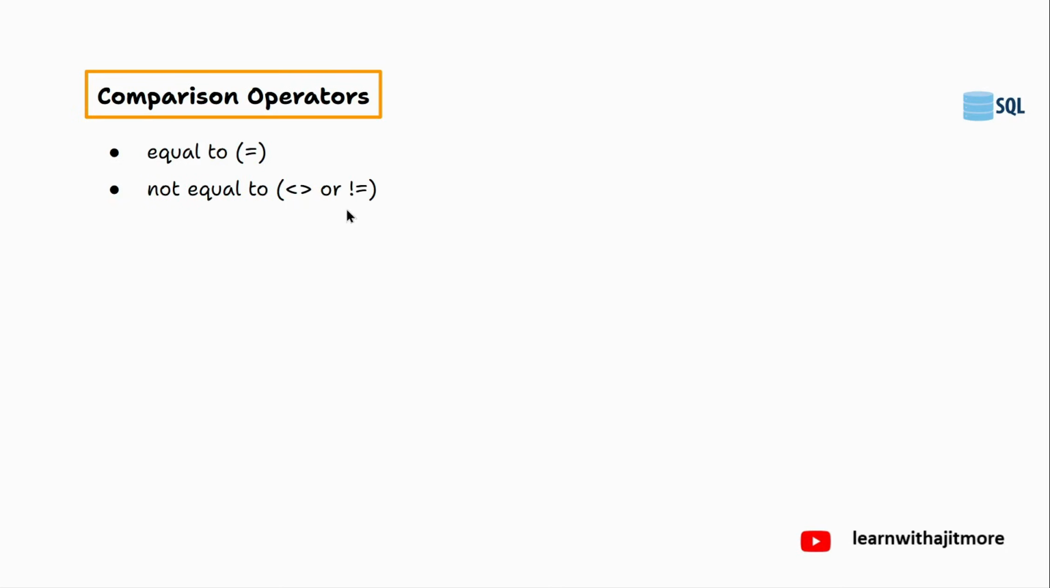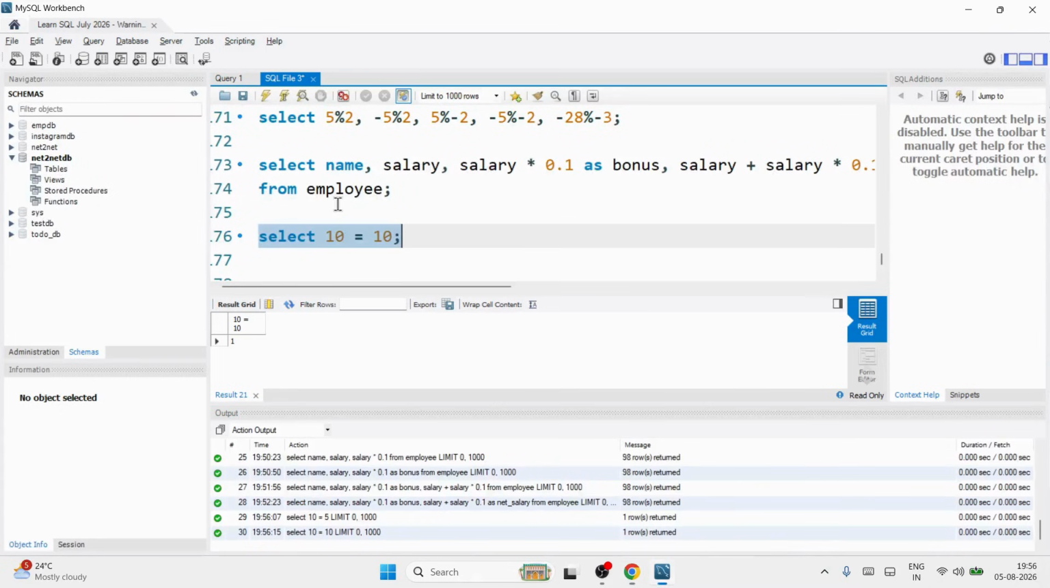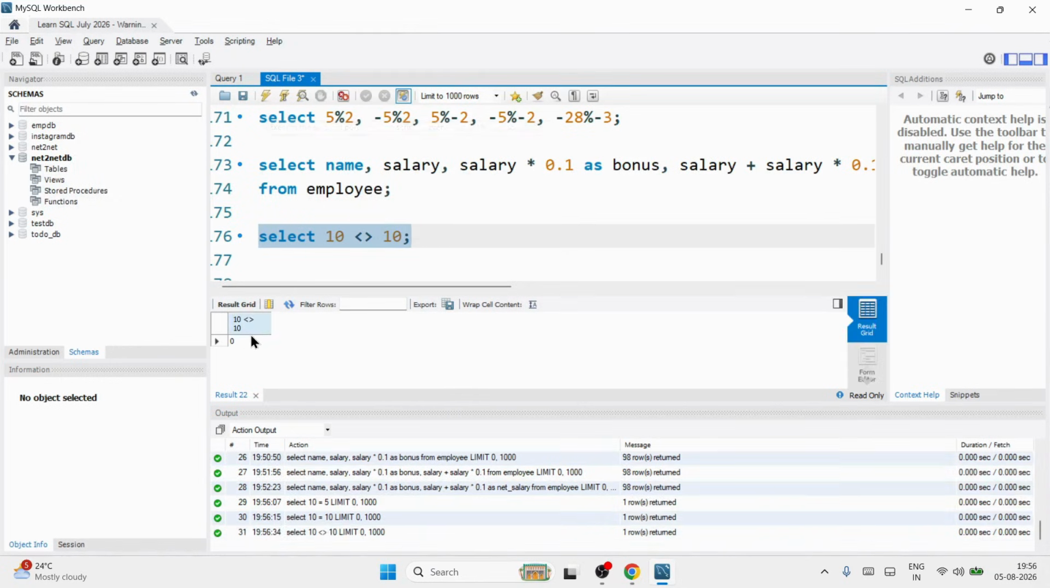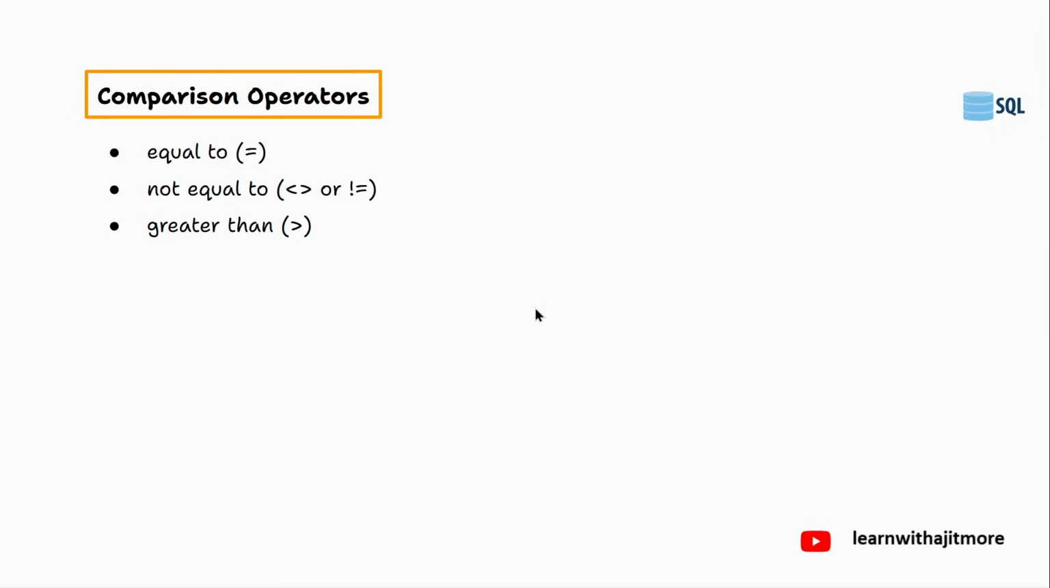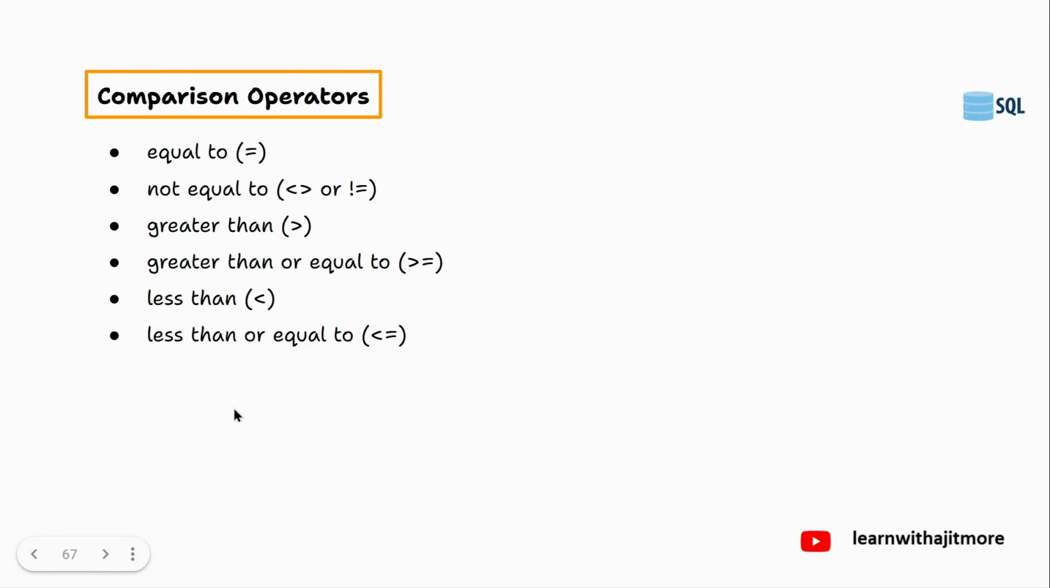Then we have not equal. Anyone you can use, less than greater than, or not equal. I mean, this is true when they are not equal. Just say here, if I'm using not equal for 10 and 10, it will give false, because is 10 not equal to 10? It will give false. But instead of 10 and 5, is 10 not equal to 5? Yes, it will give 1. Okay? Then we have greater than equal, less than equal.